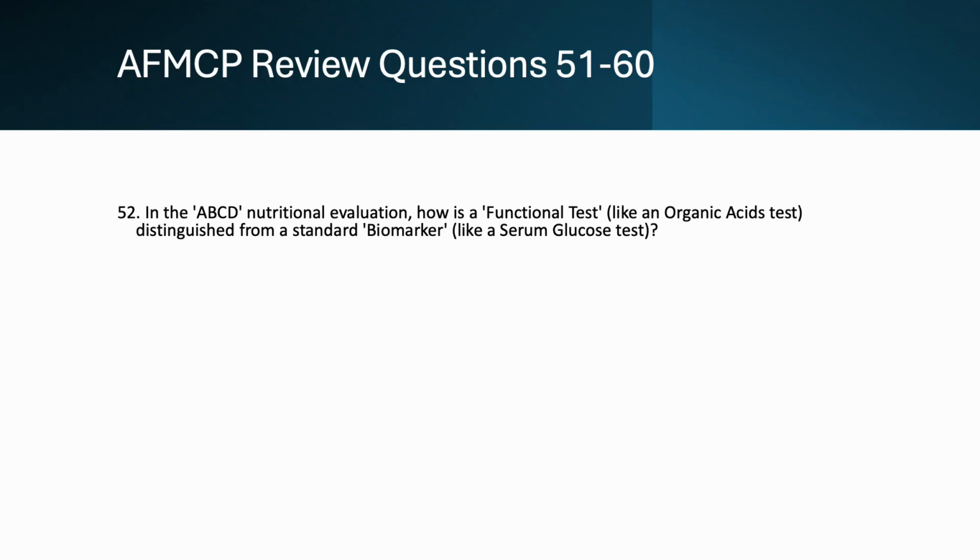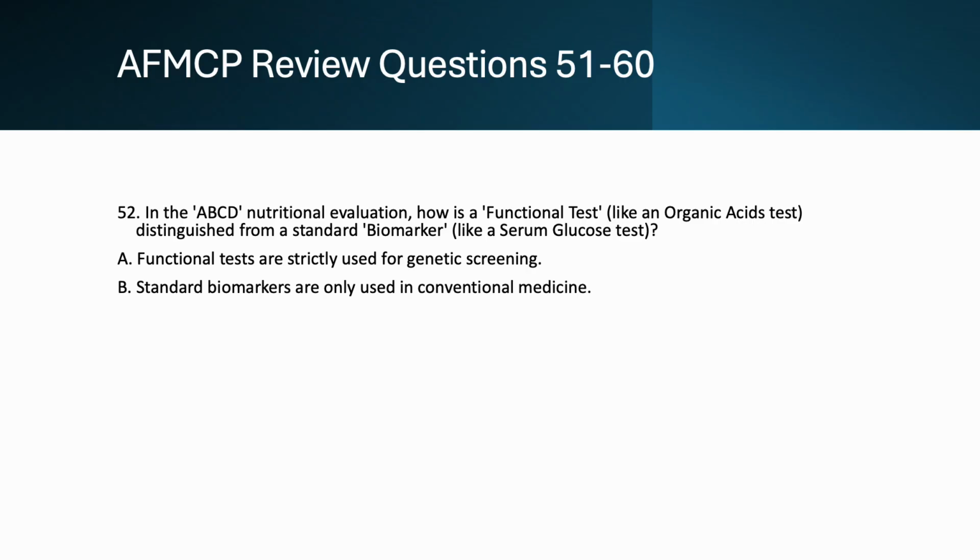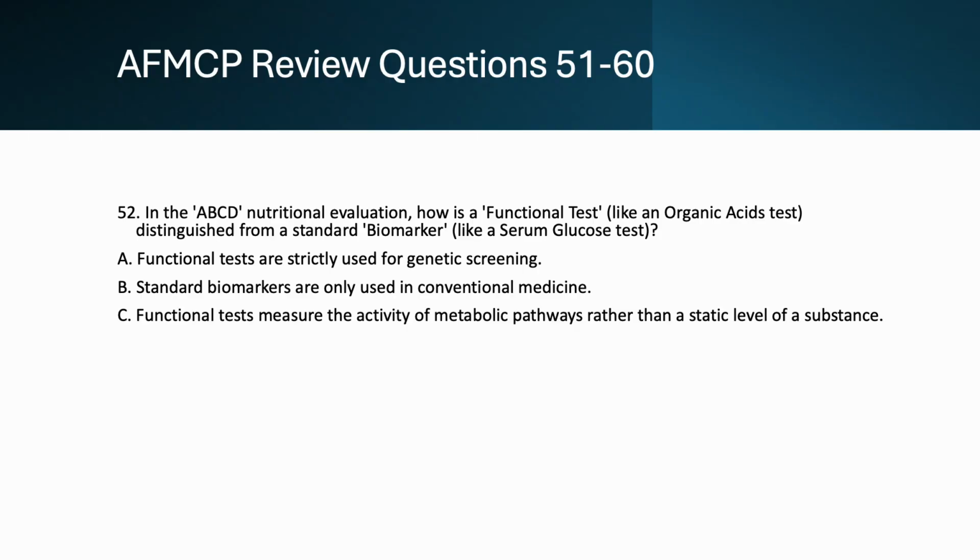Question number 52. In the ABCD nutritional evaluation, how is a functional test like an organic acids test distinguished from a standard biomarker like a serum glucose test? A. Functional tests are strictly used for genetic screening. B. Standard biomarkers are only used in conventional medicine. C. Functional tests measure the activity of metabolic pathways rather than a static level of a substance. D. Functional tests are always performed in a hospital setting.